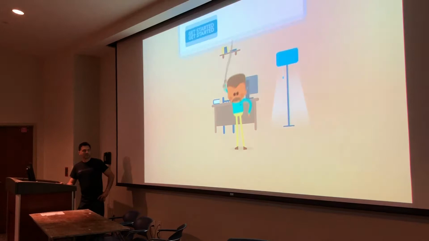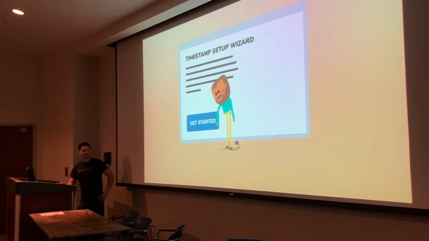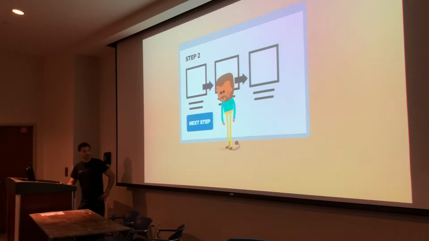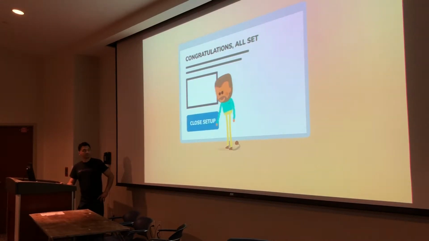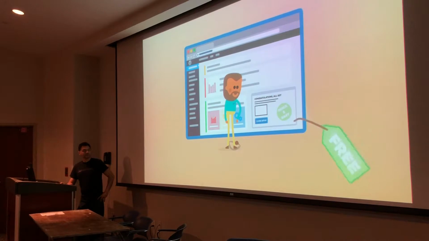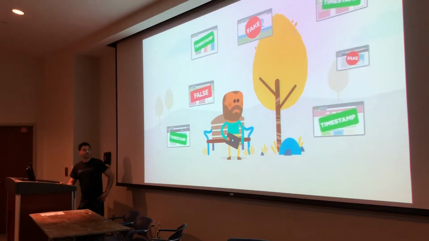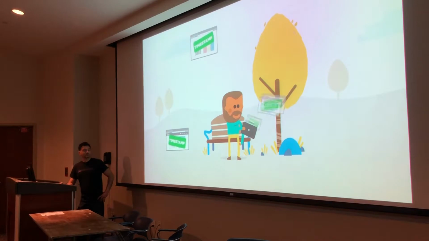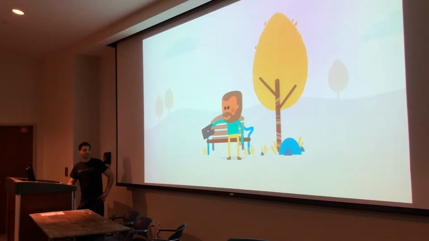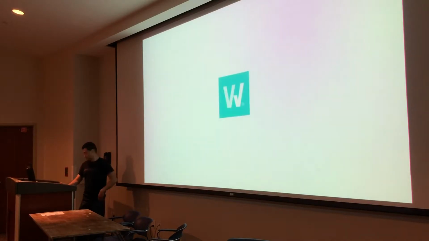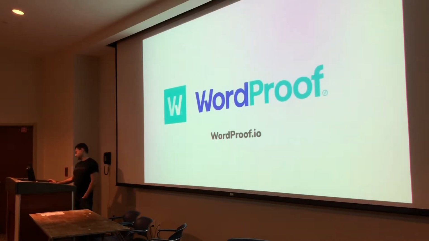Let's look at the setup. Some say blockchain is difficult, but we've broken it down with a 3-step setup wizard. Follow the 3 steps and you will be able to timestamp right from your WordPress dashboard. The entire setup takes just 5 minutes. Trust equals ownership and transparency, both for your visitors and you. Start timestamping today. WordProof timestamp. WordProof.io.